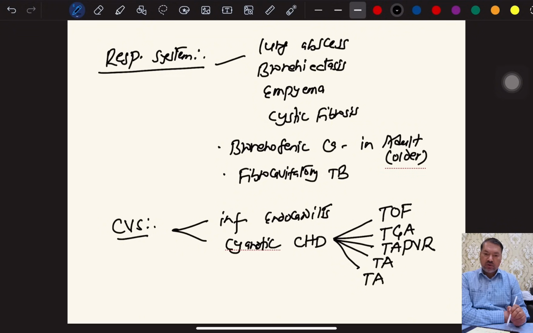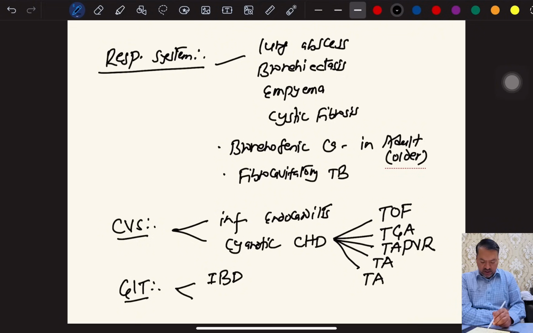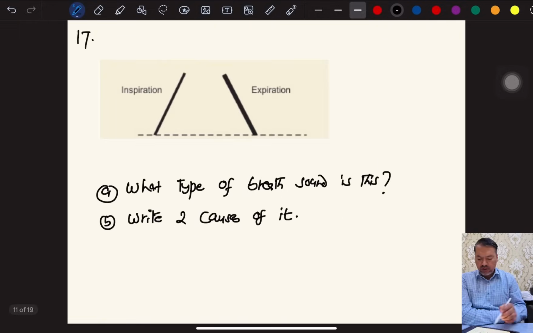So these are the questions which will be asked to you very commonly, and these are the answers for that. Okay, and from the GI tract disorders, we can remember inflammatory bowel disease like Crohn's and ulcerative colitis, and there is biliary cirrhosis. Now these are some of the very catchy questions. So please try to repeat it. Let's move on.